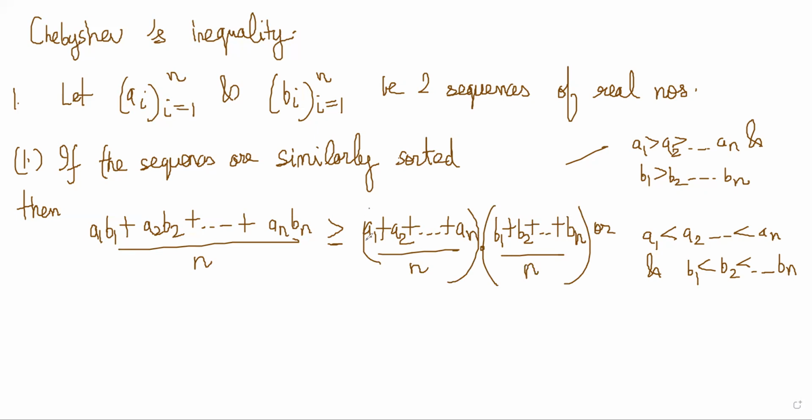This is the first version of Chebyshev's. If the sequences are similarly sorted, then (A1 B1 + A2 B2 + ... + An Bn) by n is always greater than the product of the AMs here, right? The second inequality is if they are oppositely sorted.